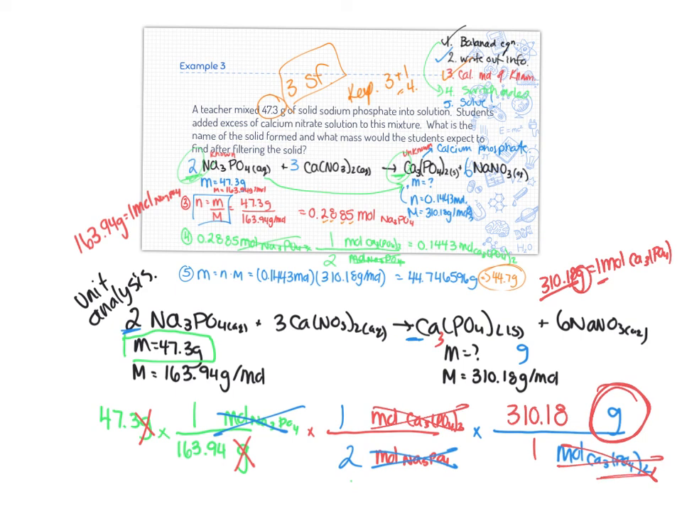To solve our unit analysis, we are going to multiply all the way across the top and divide. So we're going to multiply all of these numbers together, and we're going to divide by all of the numbers multiplied across the bottom. In the end, we're going to get the exact same answer, and we're going to round it to 44.7 grams. It doesn't matter which method you use.